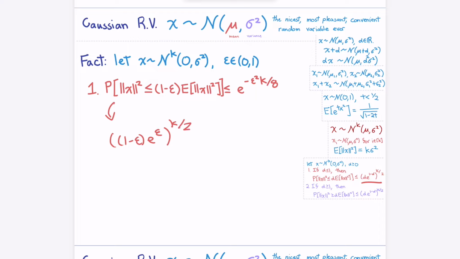k over 2. Okay. Now this is where things get tricky for us because I have sort of suggested in the past that 1 plus x is basically e to the x for small x. But of course, if they were equal, you just get 1 to the k over 2. That wouldn't help us, right? So now we have to actually be a little bit more detailed.